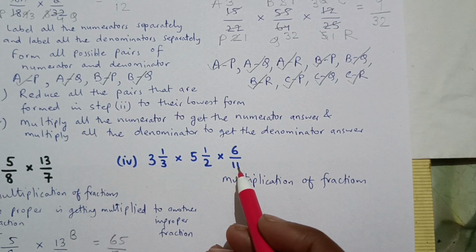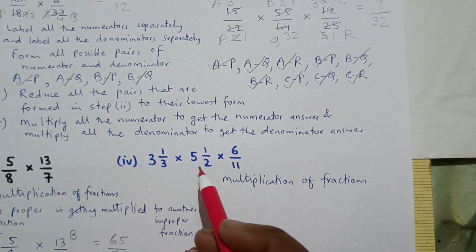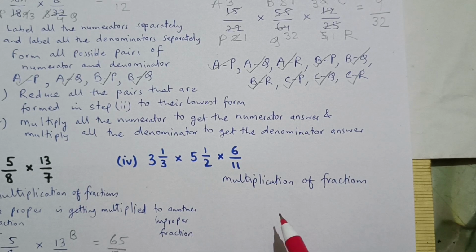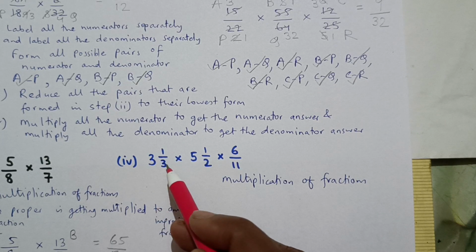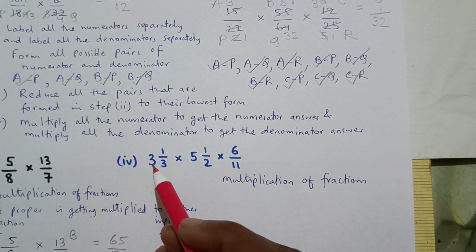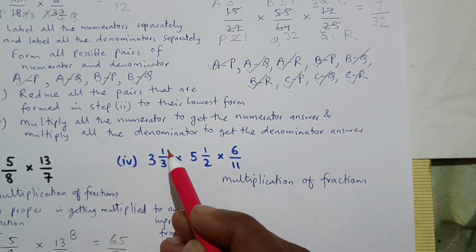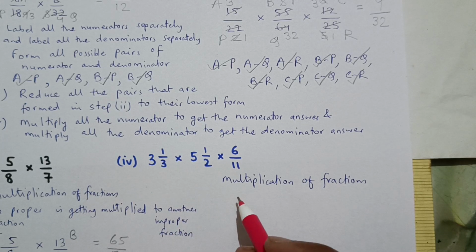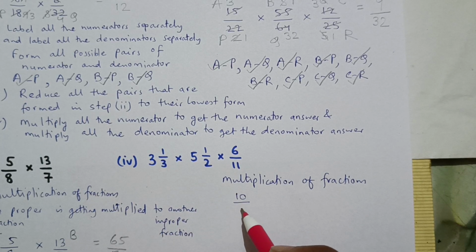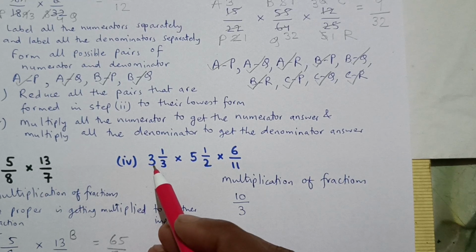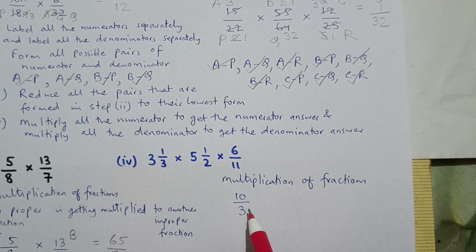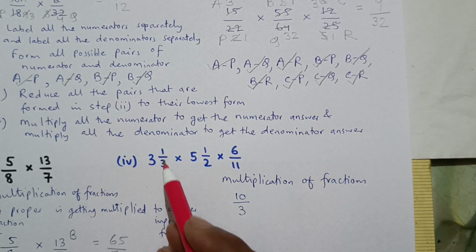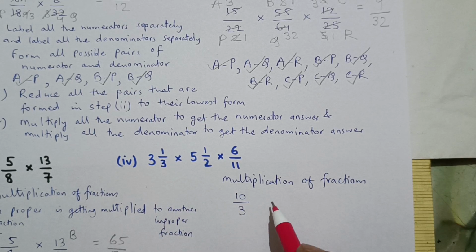So what I will do is, first I will convert these two mixed fractions into improper fractions. So let us do it. 3 1 by 3, when I convert this mixed fraction into an improper fraction, it becomes 3 into 3 is 9, 9 plus 1 is 10, so 10 by 3. So 3 1 by 3 became 10 by 3.